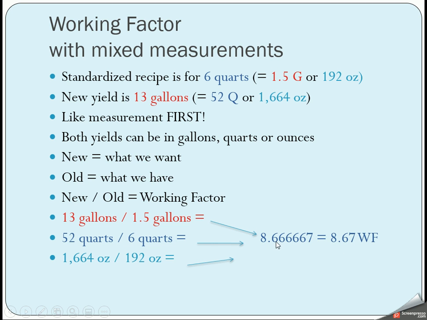Now, I would like to remind you that you're going 3 places to the right of the decimal. This number right here determines if you're going to stay the same or if you're going to add a penny. So because it's a 6, that means I'm going to add a penny. So my working factor is really 8.67 for each of these items. There you go.